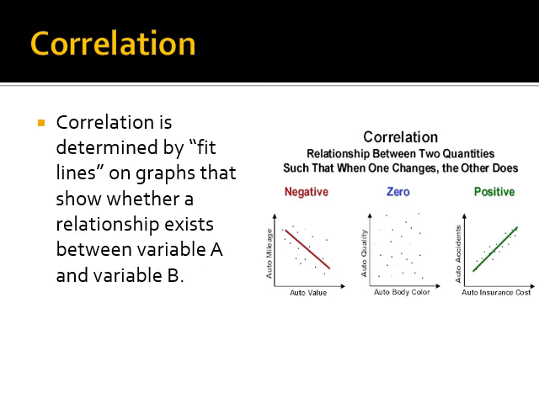So how do we understand correlation? What is correlation about? Well, correlation is determined by what are called fit lines on graphs that show whether a relationship exists between variable A and variable B. The fit lines on the graph in front of you are apparent by looking at the red line and the green line. Those are both fit lines. You'll notice the middle graph does not have a line. That's because it has zero correlation and therefore zero fit line.